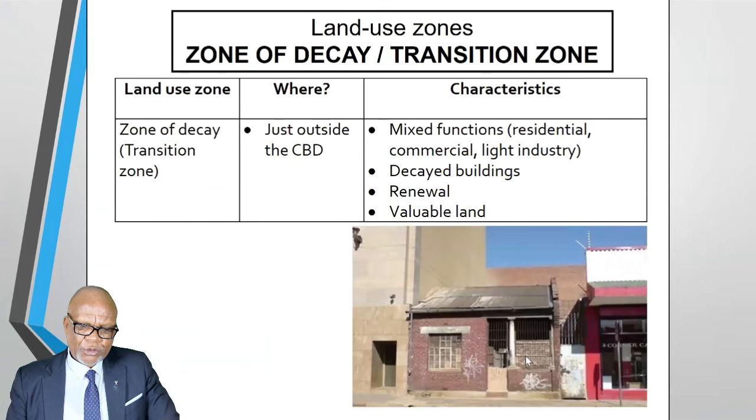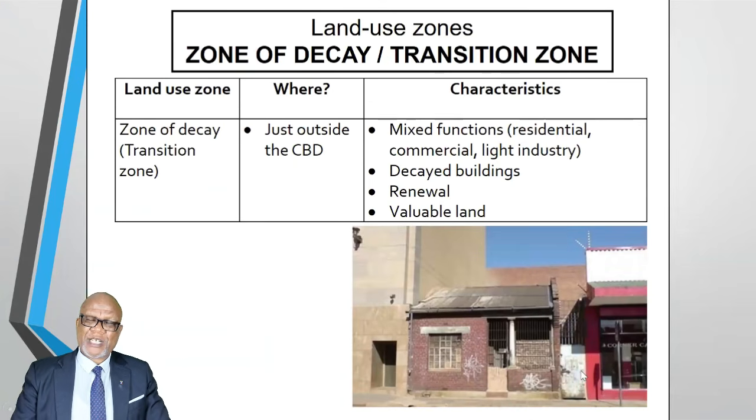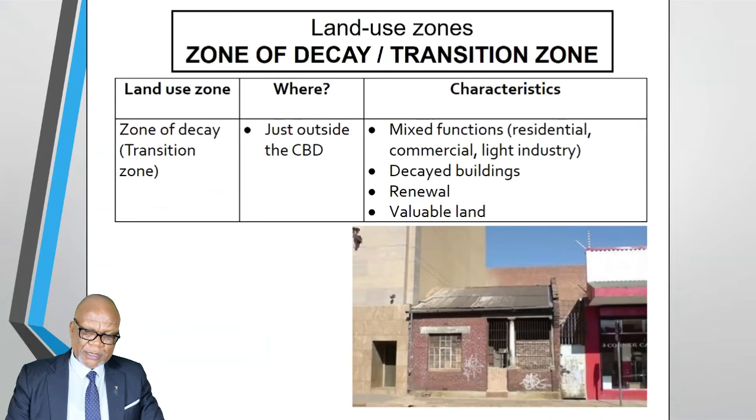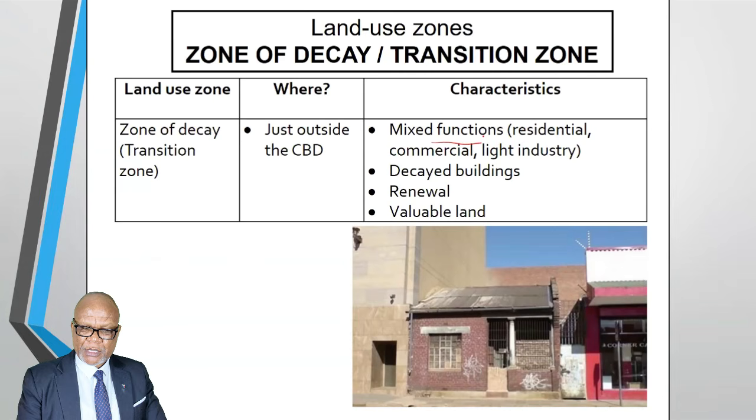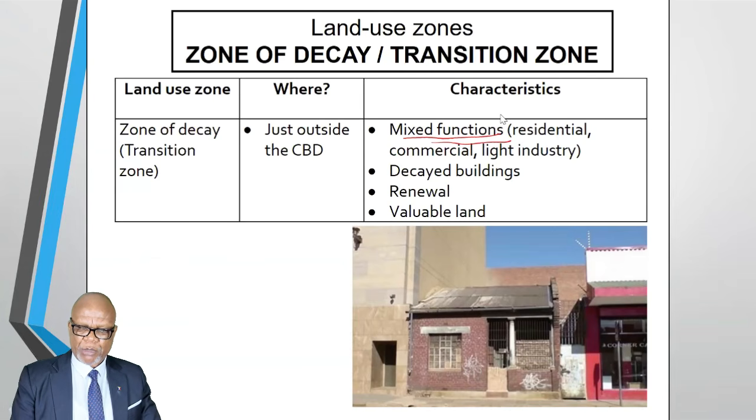Now we have another land use zone that we call a zone of decay or transition zone. A transition zone is an area that you are going to find outside the CBD. Where is it found? Just outside the CBD. What you must know is that it has mixed function. What do you mean by mixed functions?